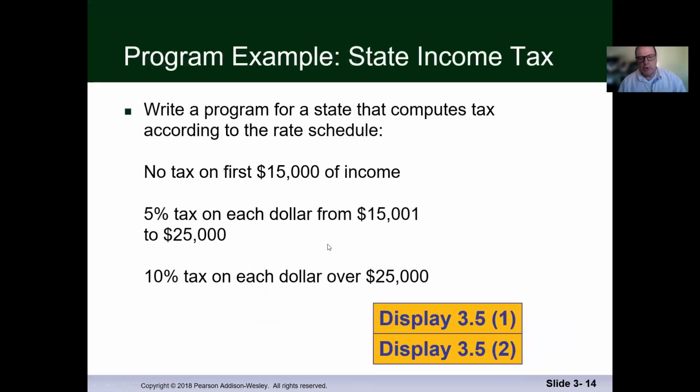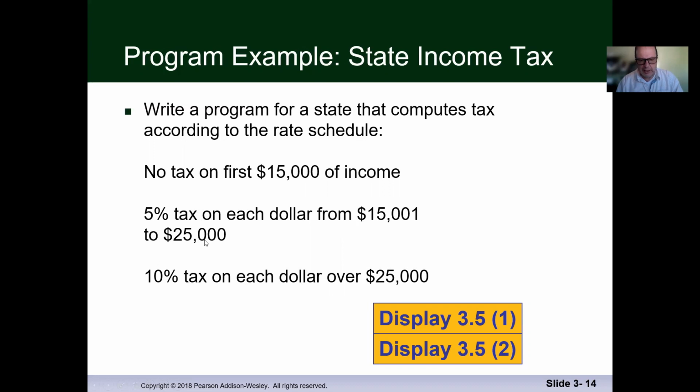All right, so let's look at another example. In here, we're going to say that we are doing the tax computation. If the person is making less than 15,000, there is no tax on it. Between 15,000 and 25,000, there's going to be 5% tax on that amount, 15 to 25. And if it's above 25,000, the first 15,000 is free, the next 10,000 is 5%, and above that is going to be 10%.